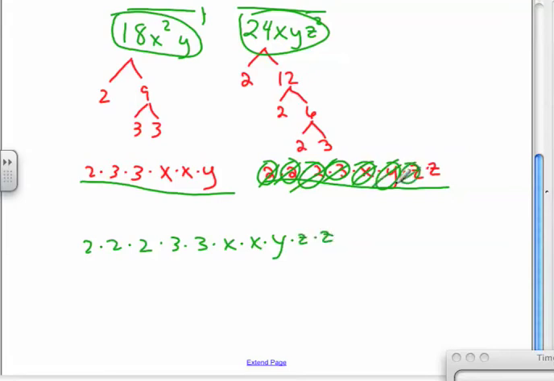All right? Now, these are all the parts that I need to make both of those numbers. And that's the least common denominator. Just multiply them all together. So let's see. 2 times 2 times 2 is 8. Times 9 is 72. X squared. Y. Z squared. That's the common denominator of these two fractions.